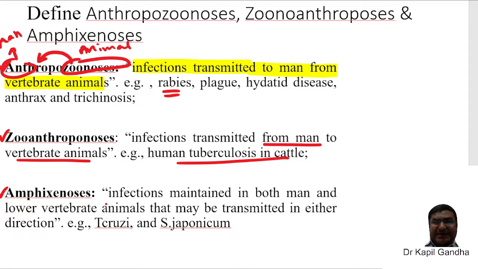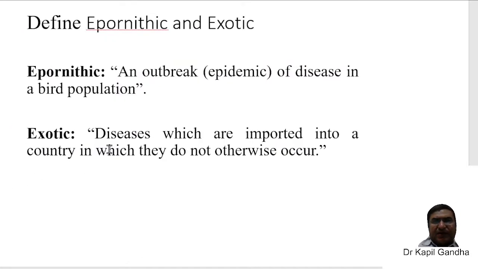What about amphixenosis? It is the infections which are maintained in both man and lower vertebrate animals and may be transmitted in either direction, from man to animal or from animal to man. Chagas infection or Japanese encephalitis are two examples of amphixenosis.